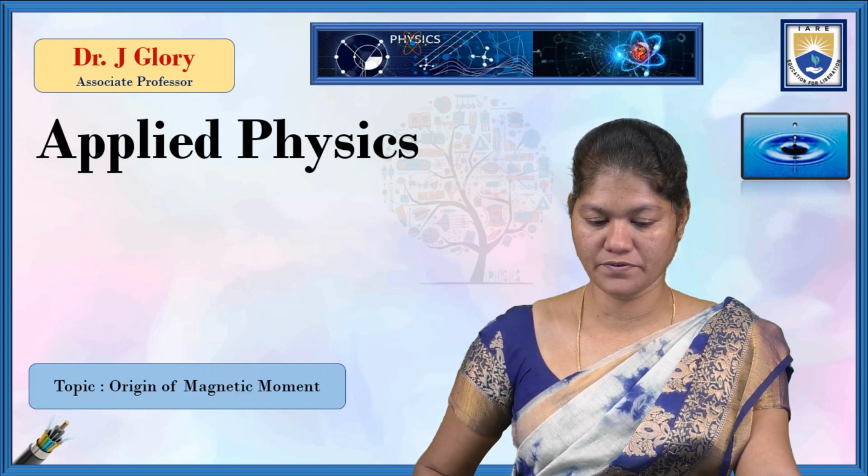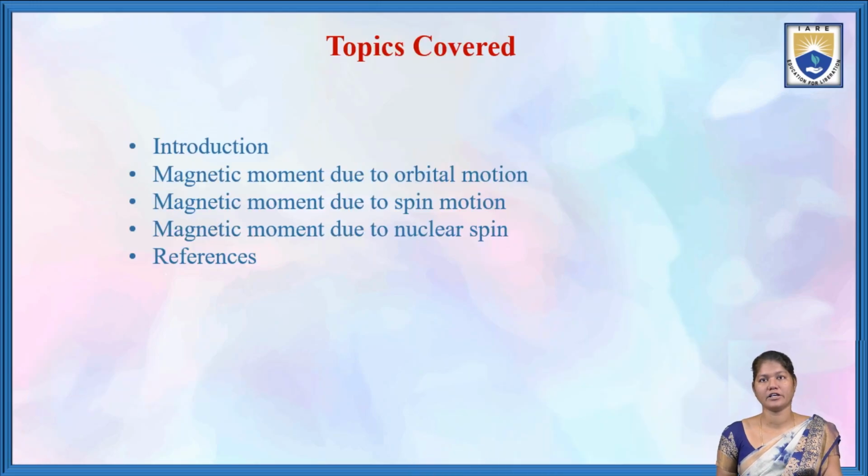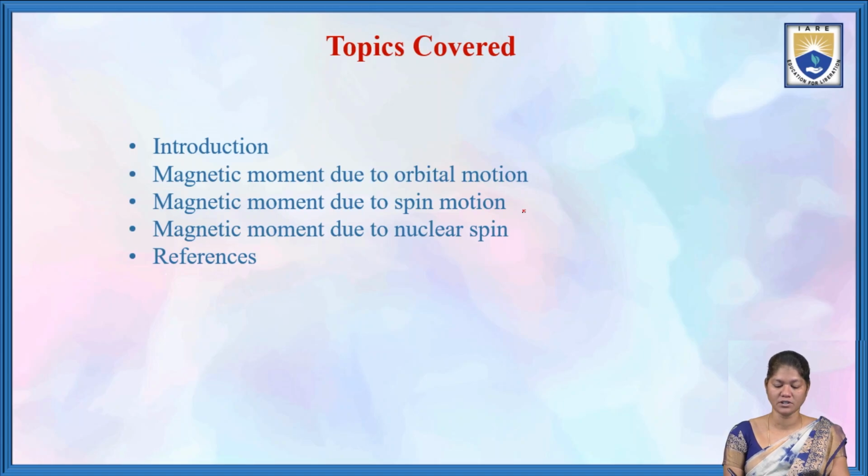So, in this session, we are going to cover the introduction to how the magnetic moment originates, then the magnetic moment due to orbital motion, the magnetic moment due to spin motion, and the magnetic moment due to nuclear spin. We will also discuss the Bohr magneton. Then we will see the references that have been studied for this topic.